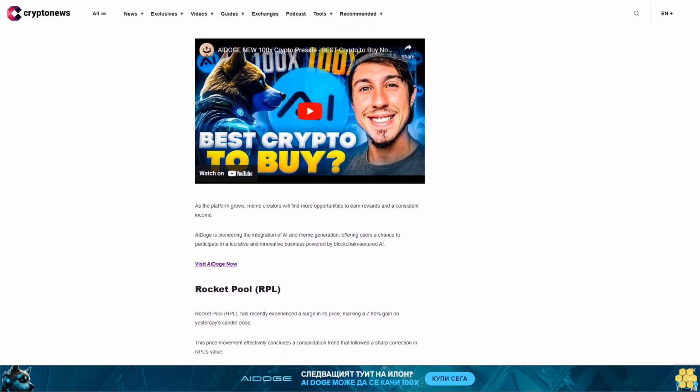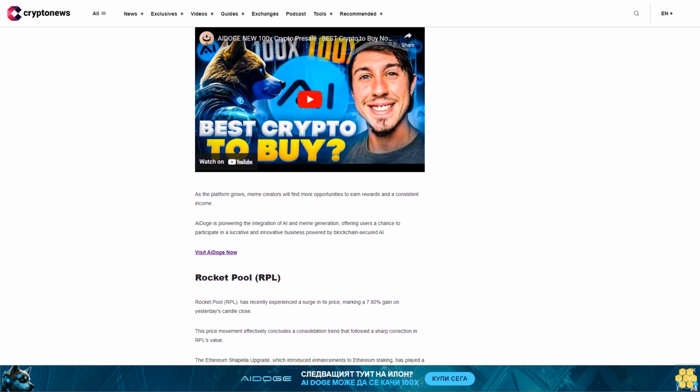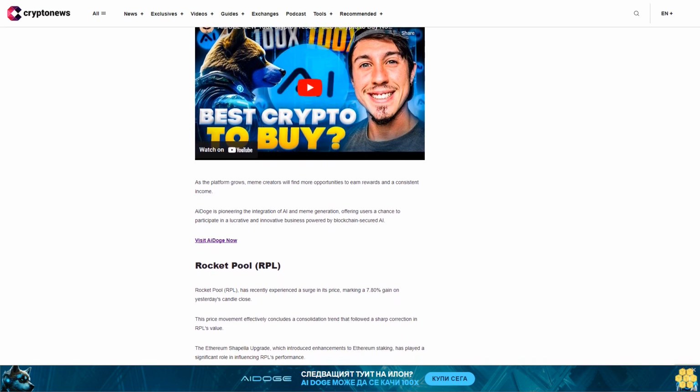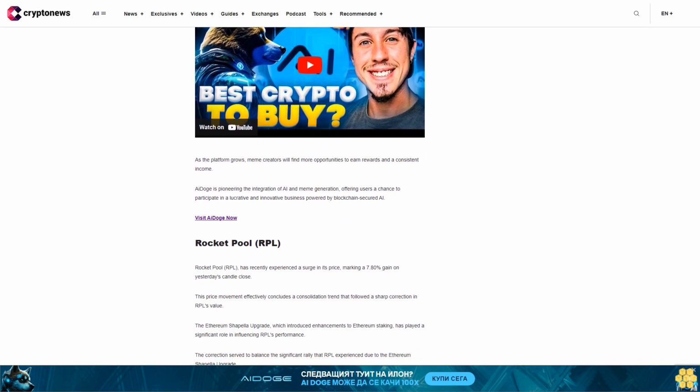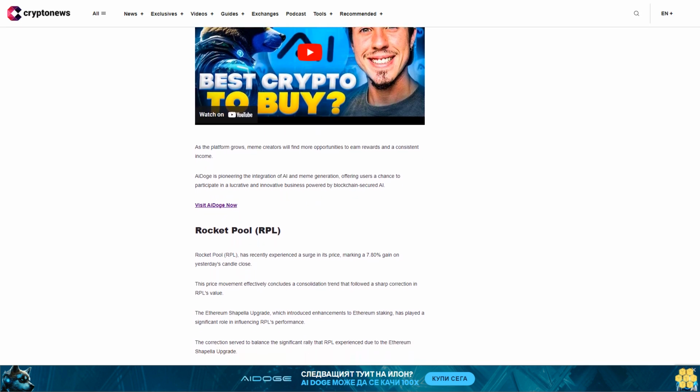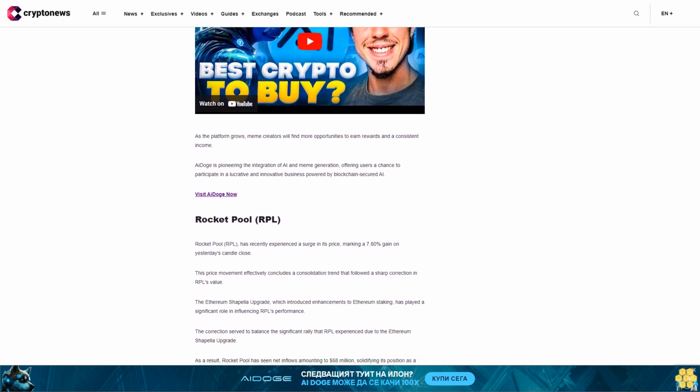Trading volume data from CoinMarketCap reveals a 20% decrease in volume over the past 24 hours. This suggests that the current downtrend may be temporary, and RPL is attempting to find stability and consolidate within a higher price range.